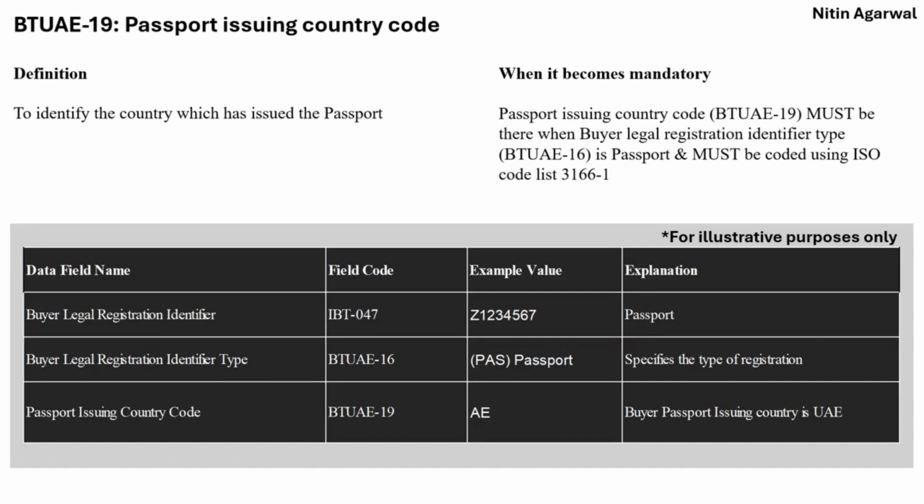BT-UAE 19 is passport issuing country code of the buyer. The passport issuing country code is applicable when the buyer legal registration identifier type is passport and it must be coded using the ISO code list 3166-1. In the example here, the passport issuing country code is AE, which stands for the UAE.